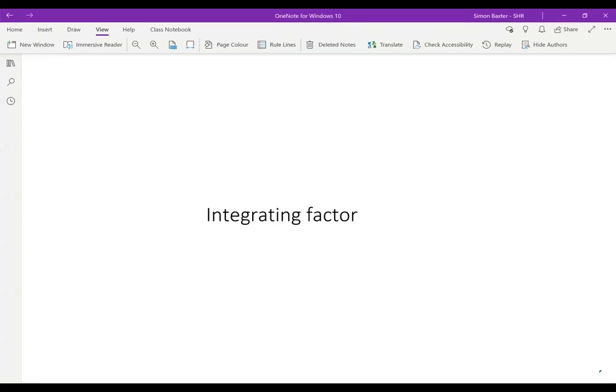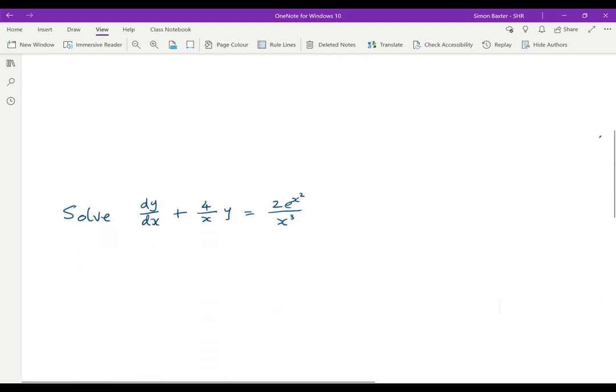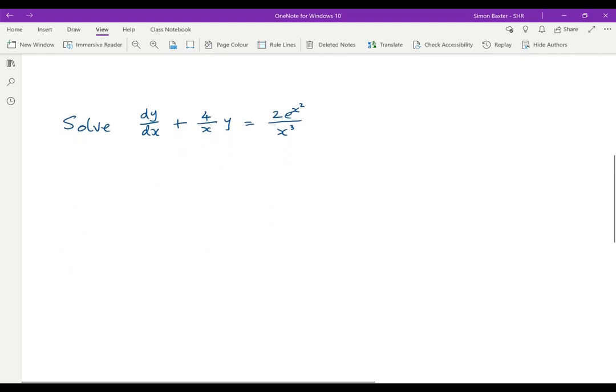Today we're going to look at a way of integrating a particular type of differential equation. Let's have a look at an example. Here is a differential equation which doesn't look all that nice. We certainly can't separate the variables in the way that we have been doing. It's not an exact equation. So what do we do with it?